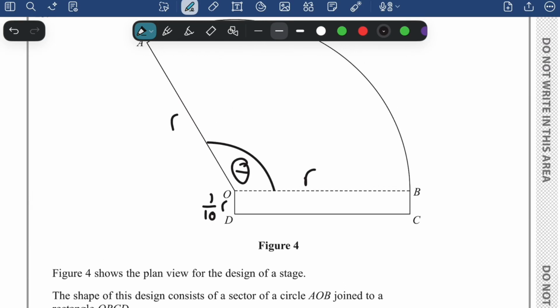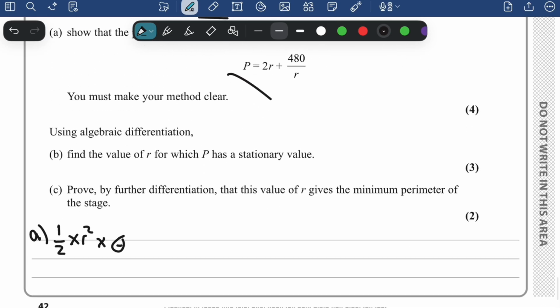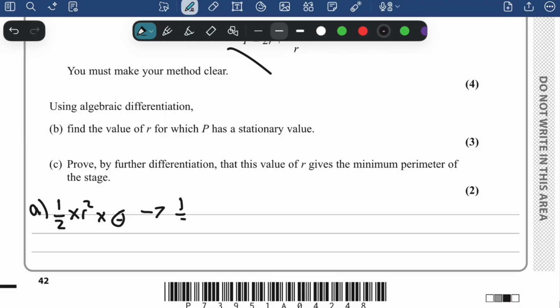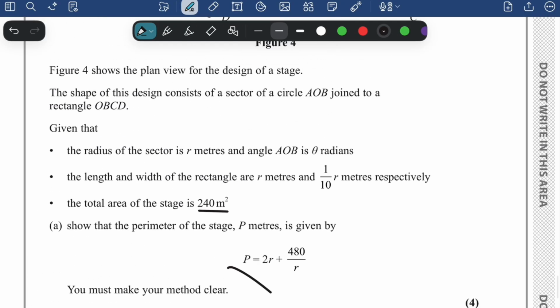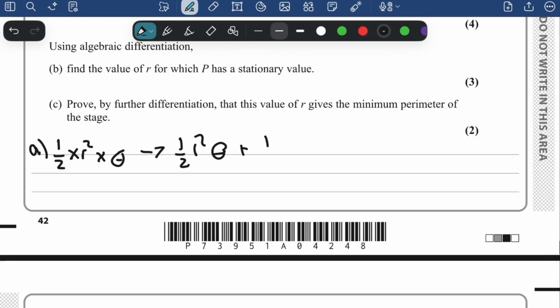Well, we see radians, we see sectors. We know we're going to be using the area of the sector formula. So first, the area of the sector is given by 1/2 times r squared times theta. We're told the radius is r, and theta is just the angle of the sector, so the area of this sector is 1/2 r squared theta. Then to find the area of the rectangle, we do length times width, so r times 1/10 r, which is 1/10 r squared. And that's going to equal the area, which is 240 meters squared.